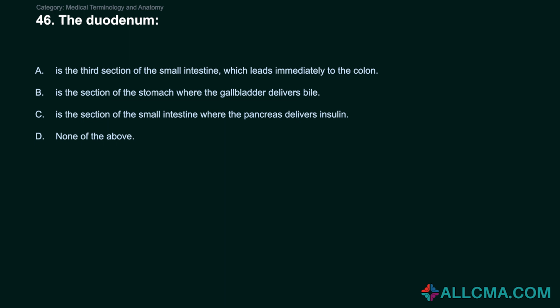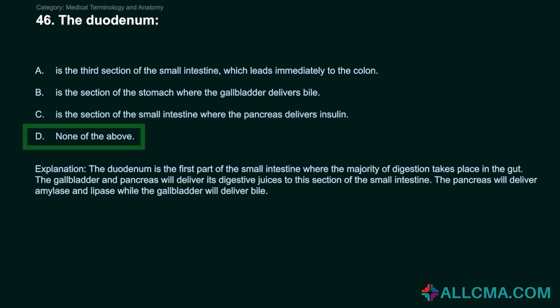46. The duodenum. A. Is the third section of the small intestine, which leads immediately to the colon. B. Is the section of the stomach where the gallbladder delivers bile. C. Is the section of the small intestine where the pancreas delivers insulin. D. None of the above. Correct answer, D. None of the above. The duodenum is the first part of the small intestine where the majority of digestion takes place in the gut. The gallbladder and pancreas will deliver its digestive juices to this section of the small intestine. The pancreas will deliver amylase and lipase while the gallbladder will deliver bile.